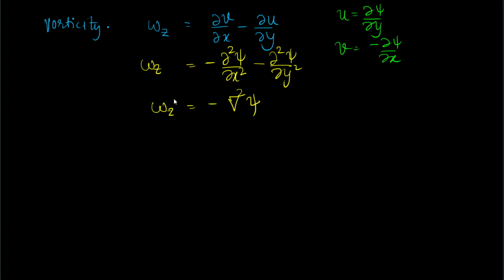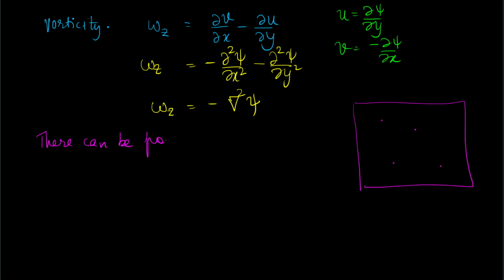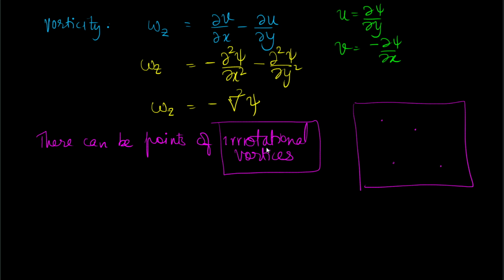But we are working under the premise that the overall flow, outside the regions of appreciable viscosity, is irrotational. If they are irrotational, then the effects of viscosity are not important. But additionally, the domain overall can be irrotational, but we can have singular points where the vorticity can be non-zero. So there can be points of irrotational vortices.